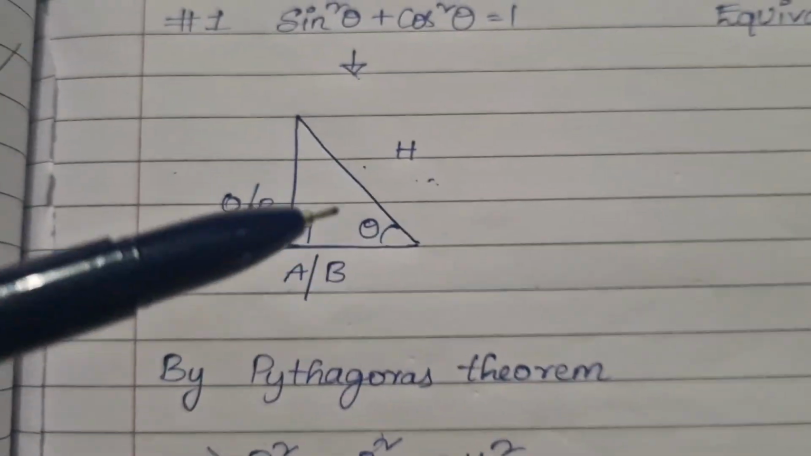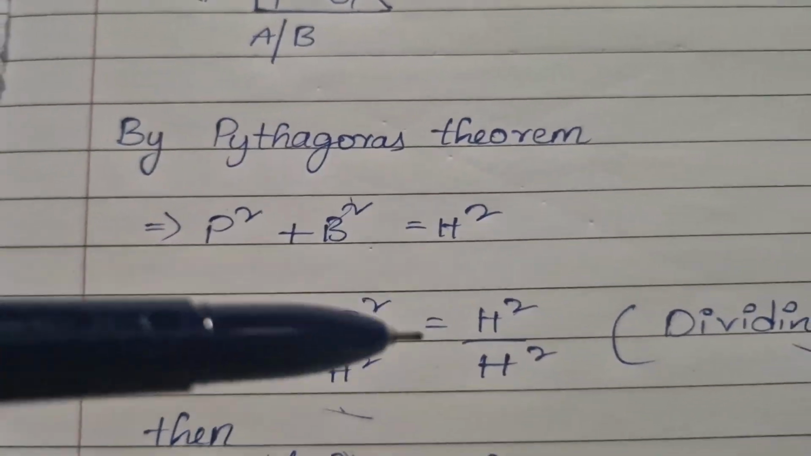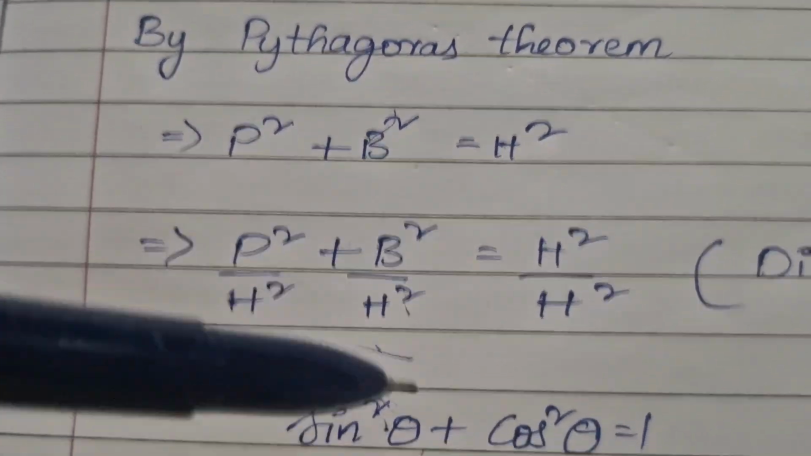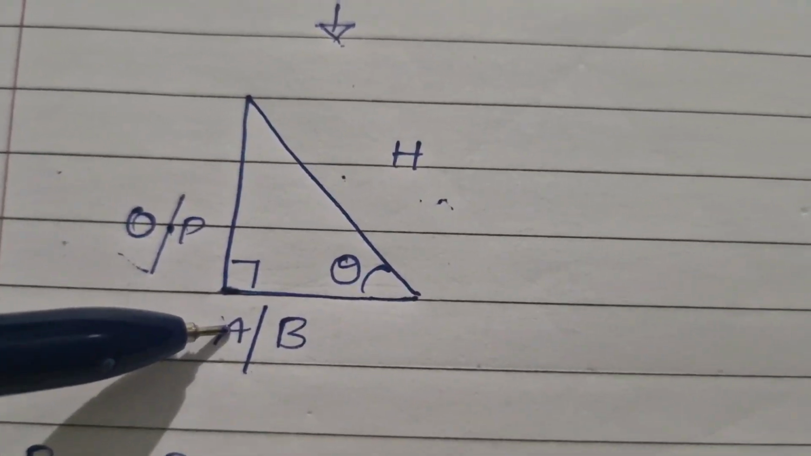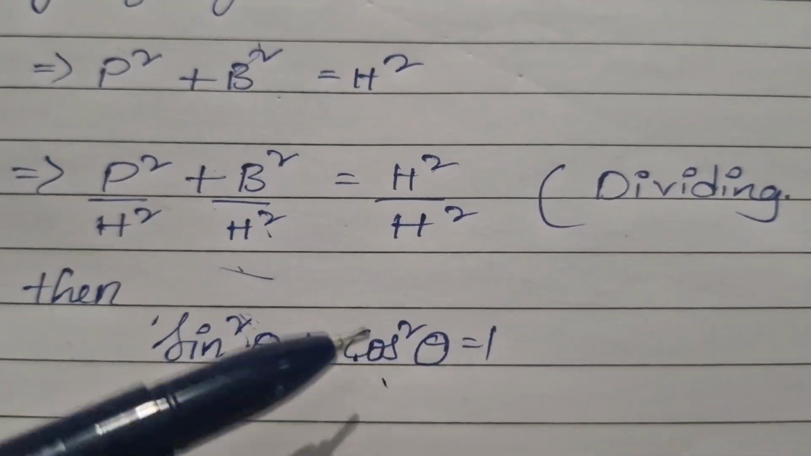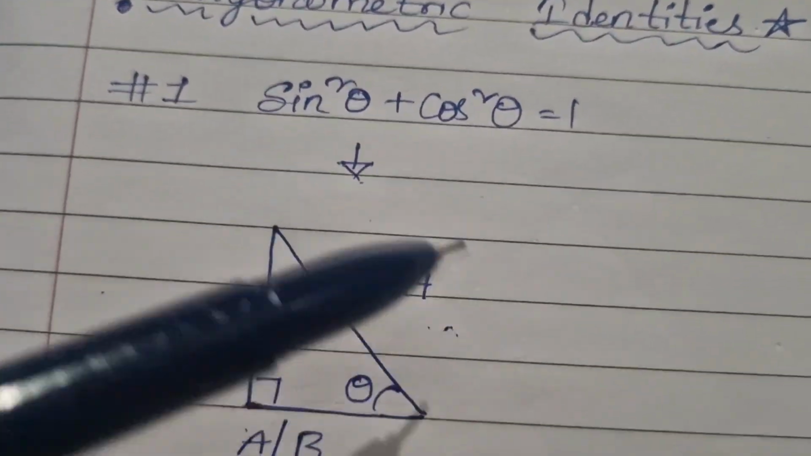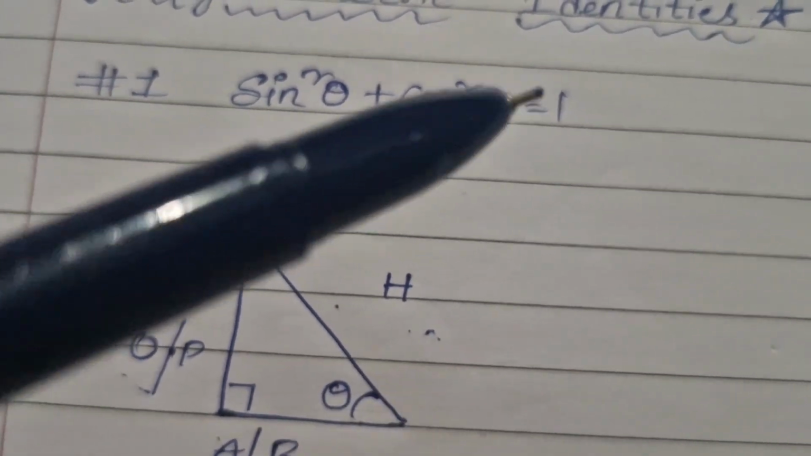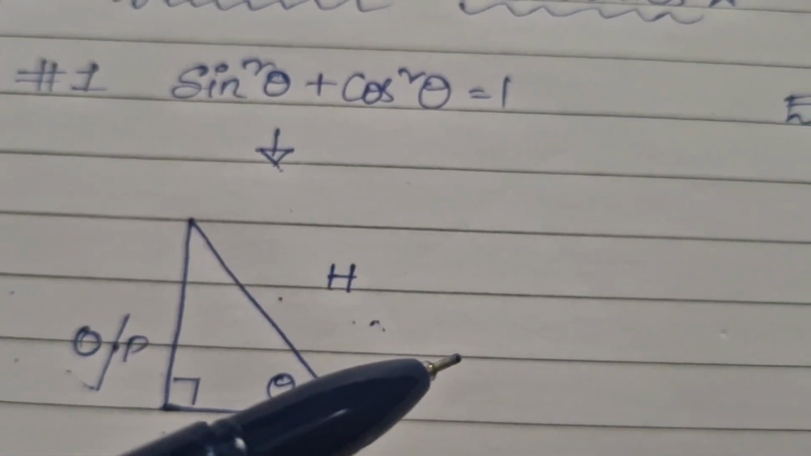Let us see this one. B by h, that means adjacent by hypotenuse. The square is there. So cos square theta. Adjacent by hypotenuse is nothing but cos theta. So here we got cos square theta. So this is the formula. This is the first identity that we have to note in our minds.